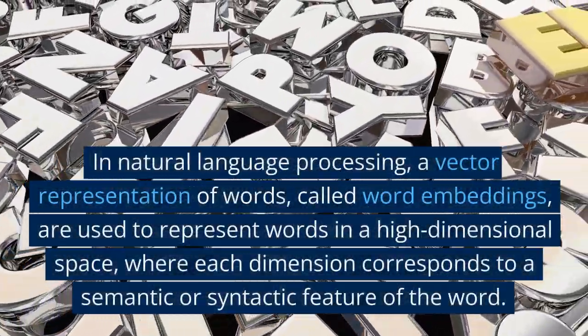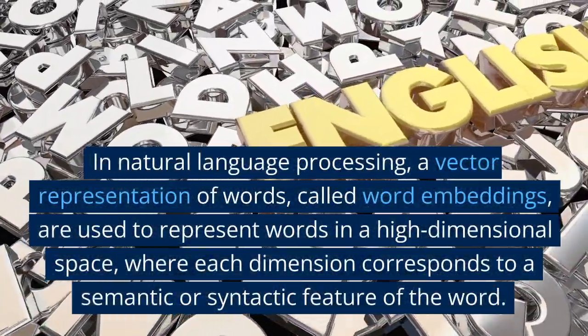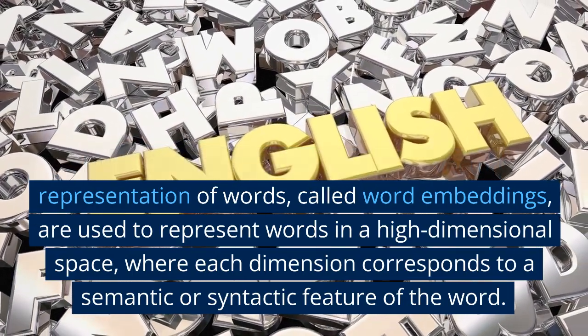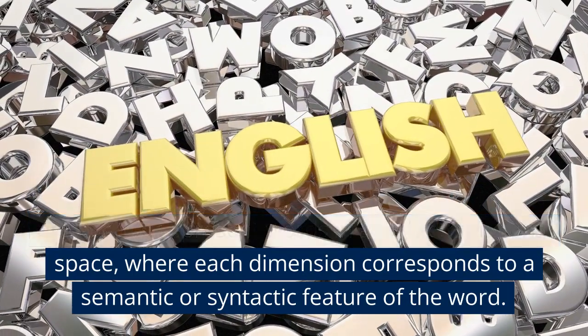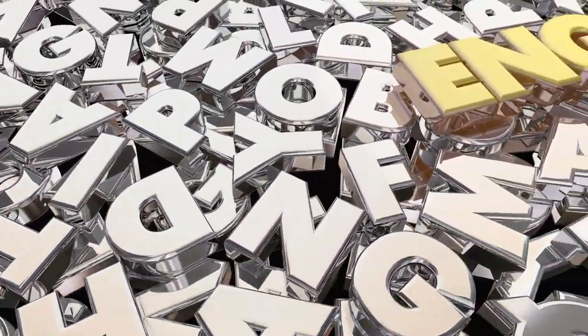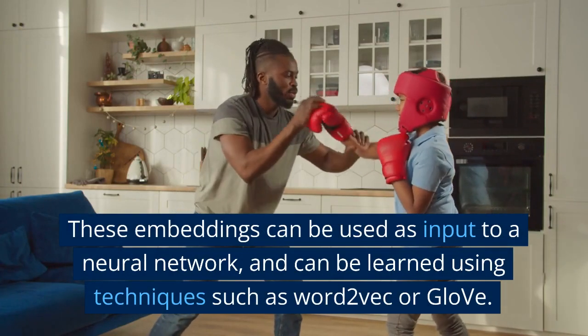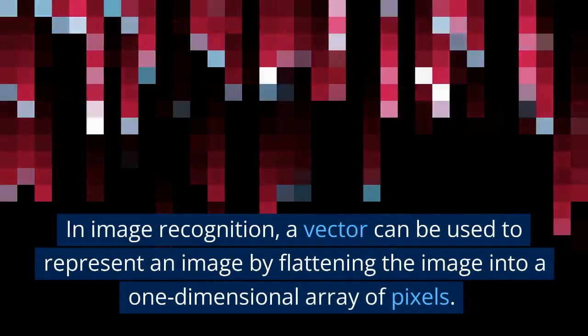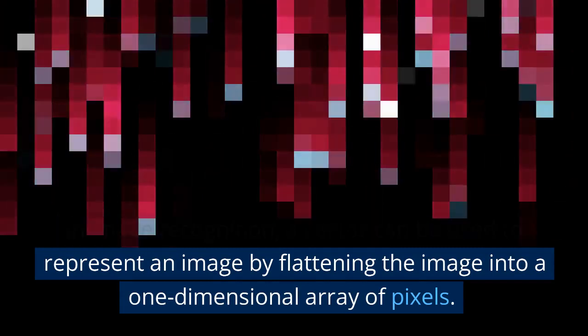In natural language processing, a vector representation of words, called word embeddings, is used to represent words in a high-dimensional space, where each dimension corresponds to a semantic or syntactic feature of the word. These embeddings can be used as input to a neural network, and can be learned using techniques such as Word2Vec or GloVe.